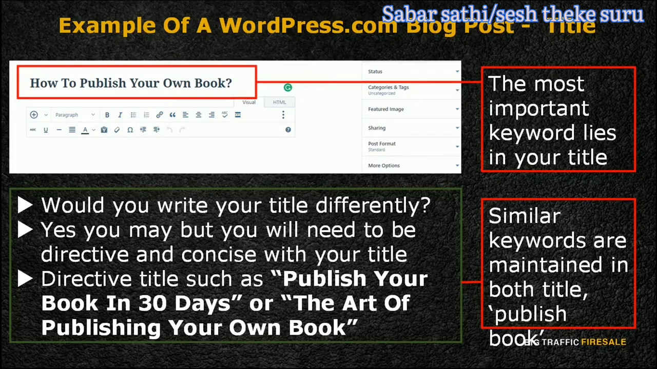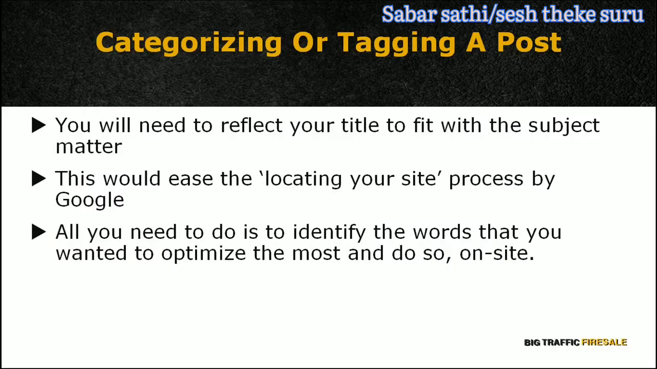The most important keyword lies in your title. Would you write your title differently? Yes, you may, but keep in mind that you will need to be direct and concise. Something like publish your book in 30 days or the art of publishing your own book. Similar keywords are maintained in both titles, publish book. When it comes to categorizing or tagging your post, you'll need to reflect your title to fit with the subject matter. This would ease the locating your site process by Google.